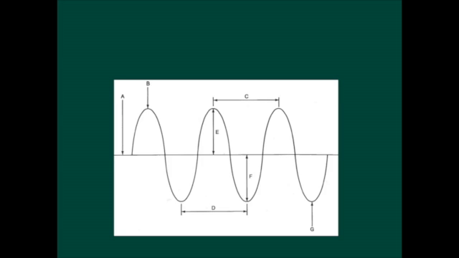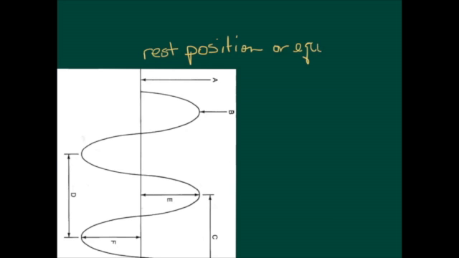You should have a copy of this diagram. We're going to label this diagram and talk about what each of these things means. A is what we call rest position. It can also be called equilibrium. And this is exactly what it says it is. It is the position of the wave if it is at rest. If the medium is at rest, then this is where it is.